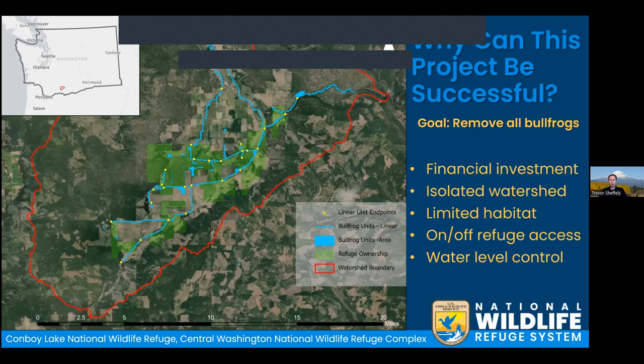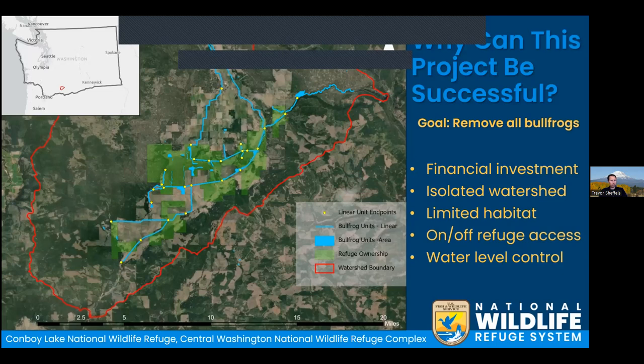So we do think we have an isolated watershed, which is why we're trying to remove all bullfrogs instead of just to control, because we don't think new individuals are coming into the watershed. We have access on and off refuge in the transparent green there, refuge properties, but we're working with a lot of private landowners as well off refuge, so not just restricted to our ownership.